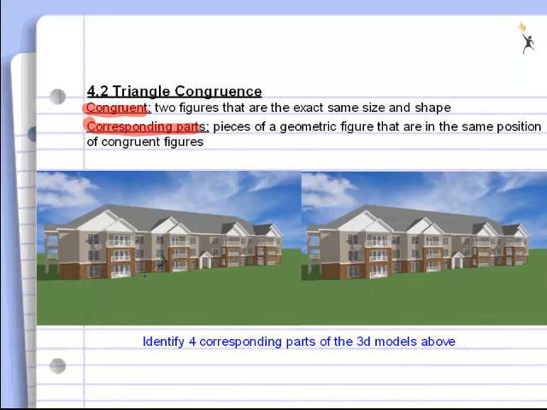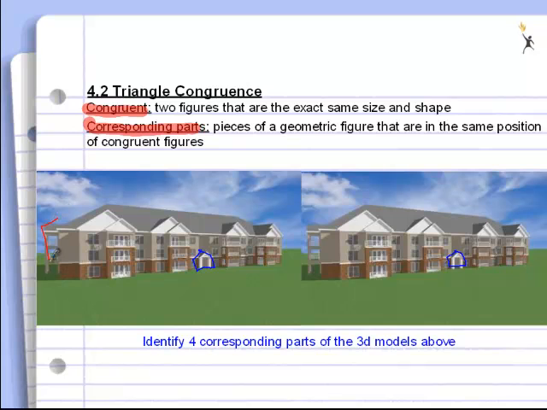What I want to do is look at these two pictures of apartment buildings. Okay, these are pulled right off Google Sketch. It's a 3D program where you can design your own buildings and stuff. If we look at these two figures, we want to identify four corresponding parts. What are four pieces that are in the exact same position? Well, maybe you notice right away, like the entrance. Okay? The entrance of both are in the exact same spot, so they would equal each other.